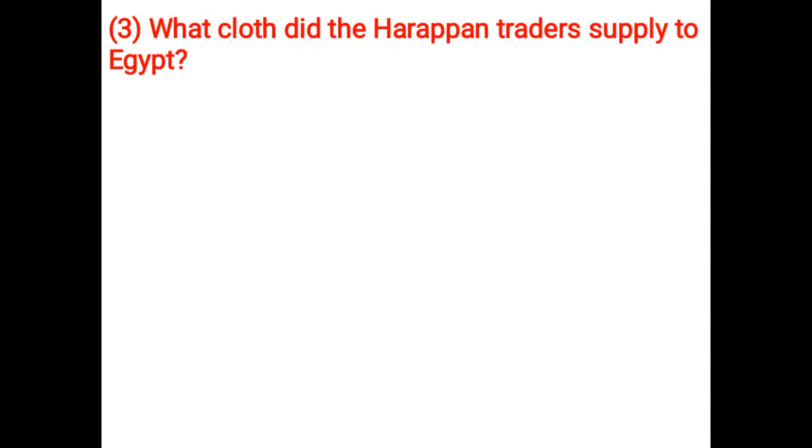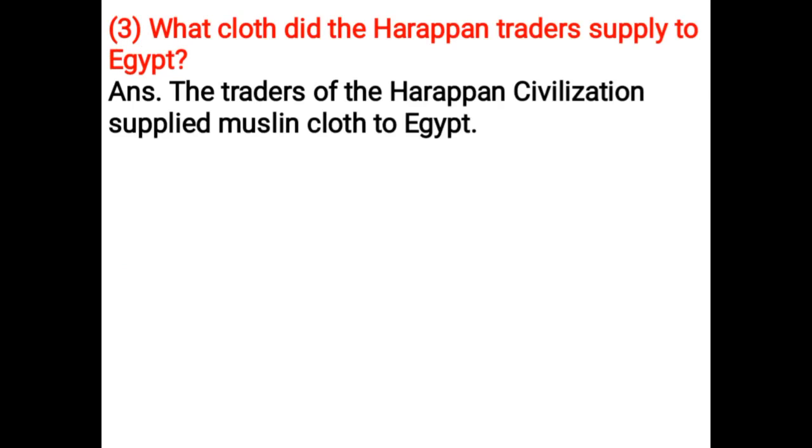What cloth did the Harappan traders supply to Egypt? The traders of the Harappan civilization supplied muslin cloth to Egypt.